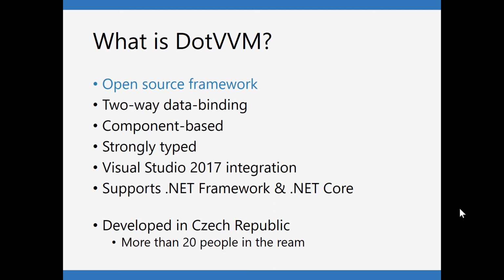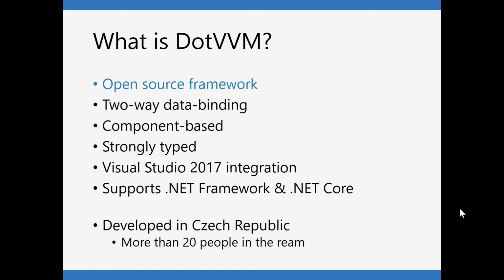So you have two-way data binding, which is done because DotVVM uses Knockout.js on the background. The framework is component-based, so you can design and create reusable components. You can reuse the controls in many of your projects. DotVVM is strongly typed because it's based on C#, so you have the type checking, you have debugger, IntelliSense, you have everything you are used to from the backend development.